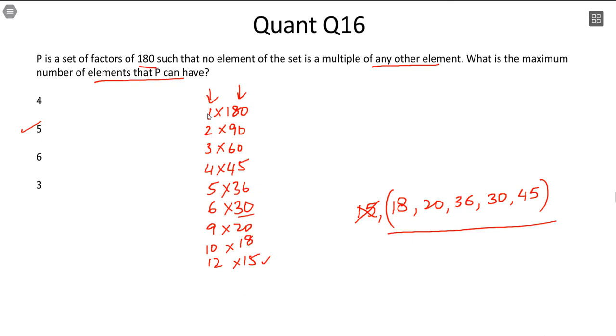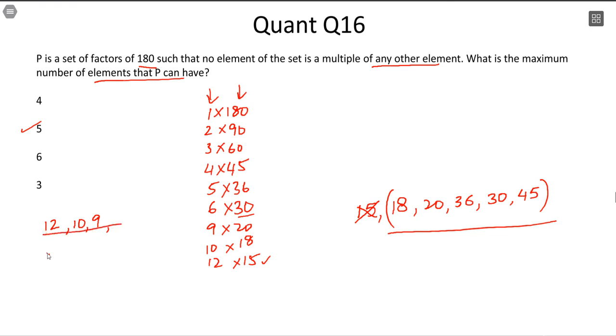Let me do it for the left column. So let's start with, can I take 12? Yes. Can I take 10? Yes. Can I take 9? Yes. Can I take 5? No, 10 has been taken. Can I take 4? No, 12 has been taken. Can I take 3? No. 2? No. 1? No. None of these are possible.